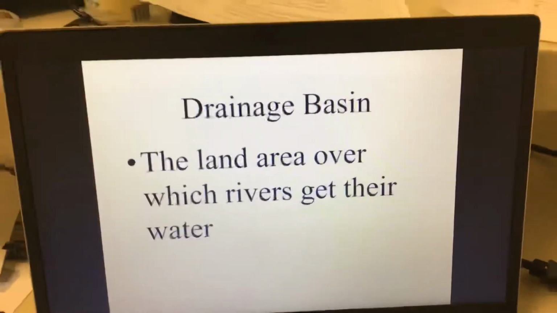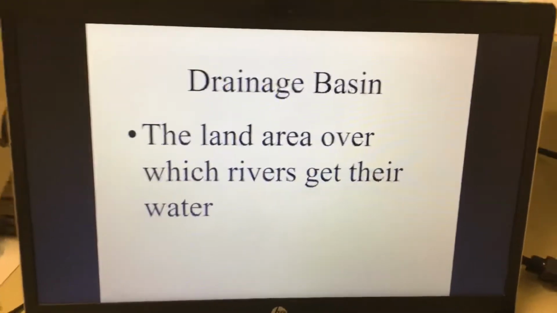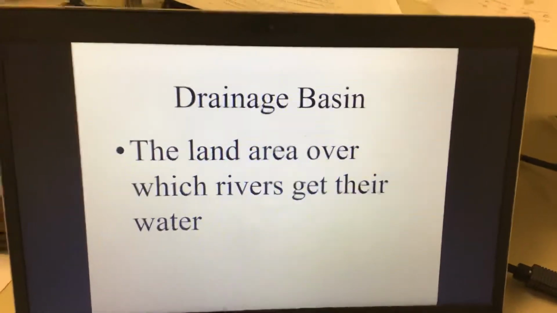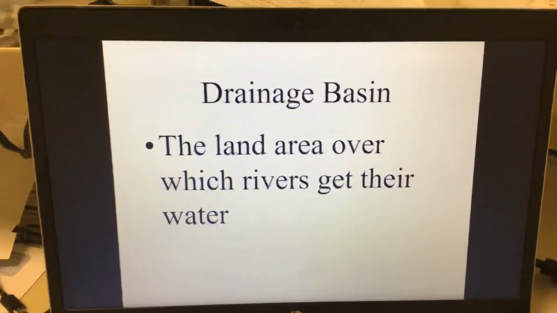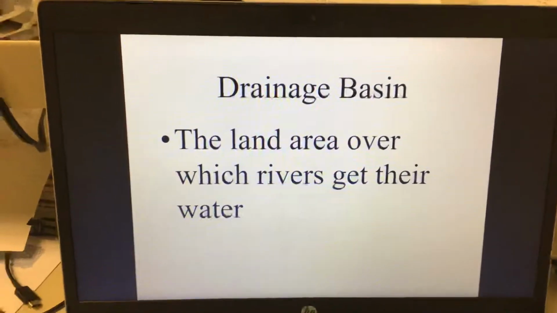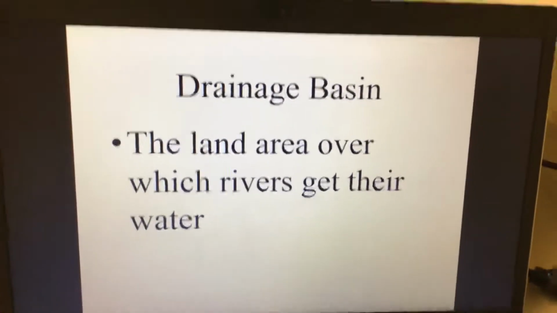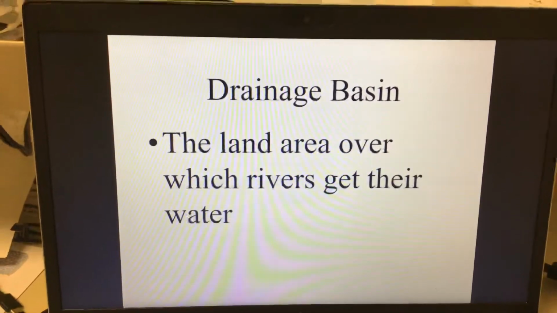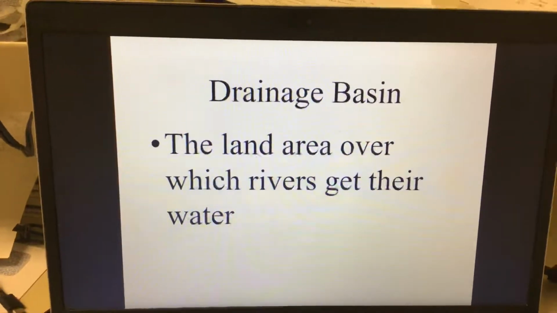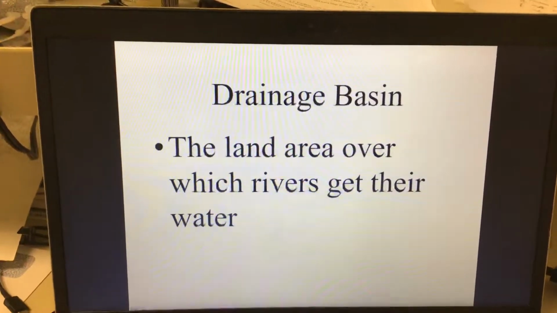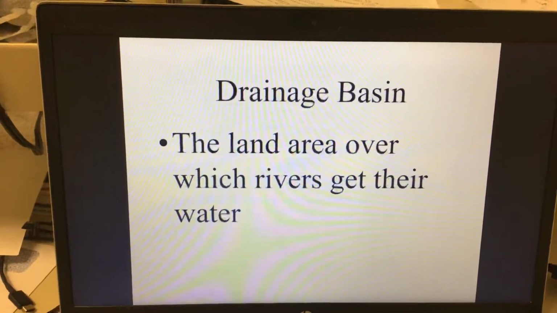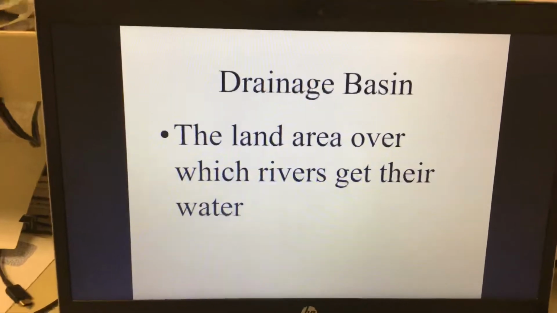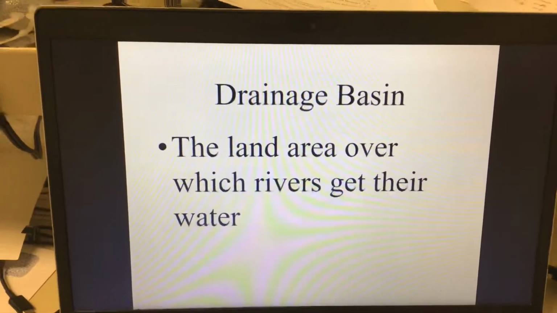So we are in the Missouri River drainage basin right now. The rain that falls eventually finds its way, most of it, into the Missouri River. Now it might find its way into little creeks and streams in the Big Sioux, and eventually that dumps into the Missouri River. So we are in the Missouri River drainage basin.